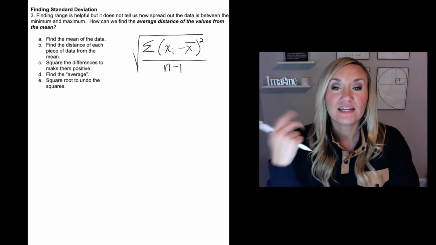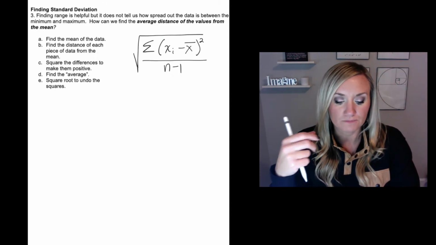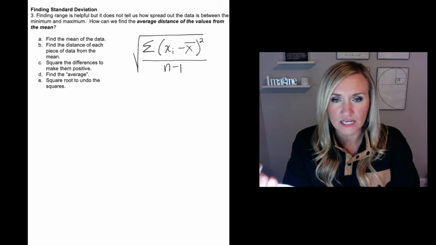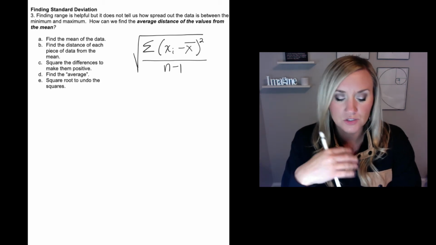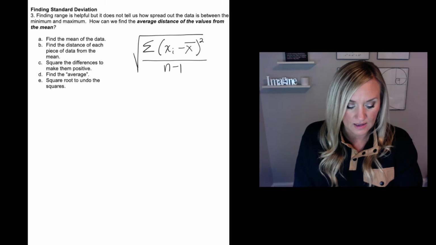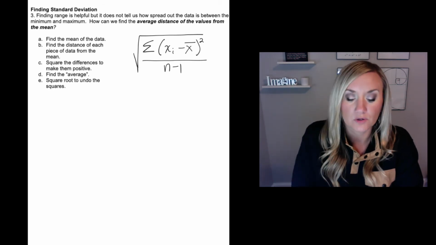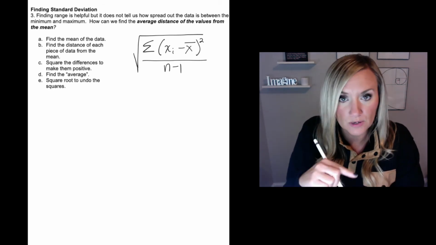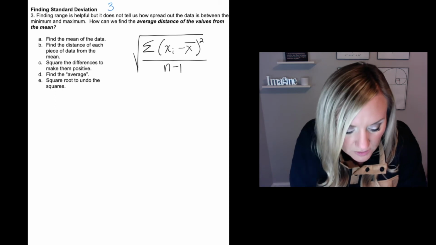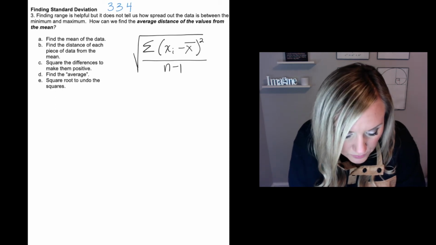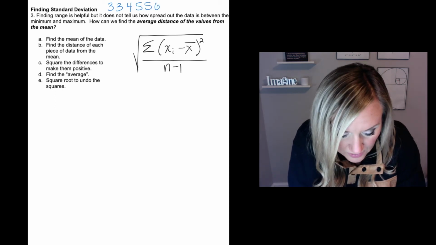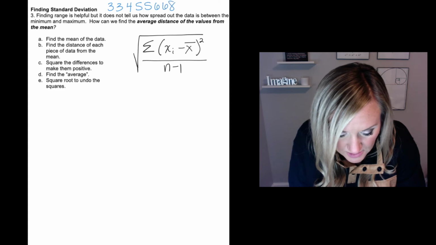Okay, so now let's find the standard deviation. Let's take that same set of data, and now let's say that we want to look at the mean, and when we do so, we want to also look at the standard deviation. I'm going to rewrite this data because I don't have it here. So it was 3, 3, 4, 5, 5, 6, 6, and 8.